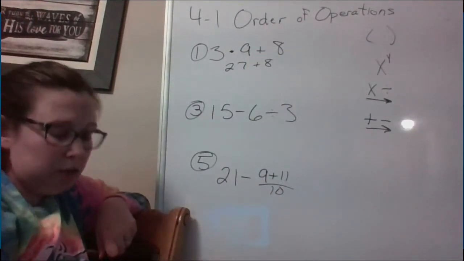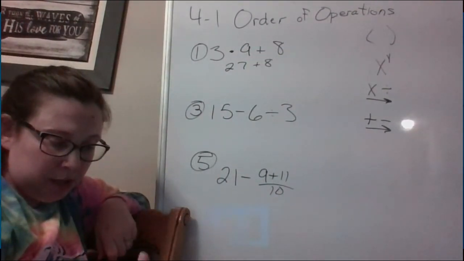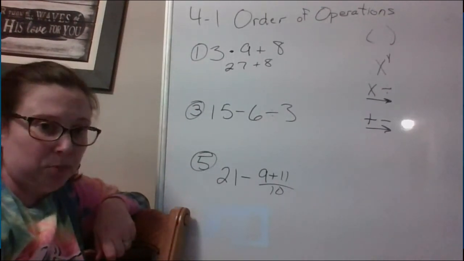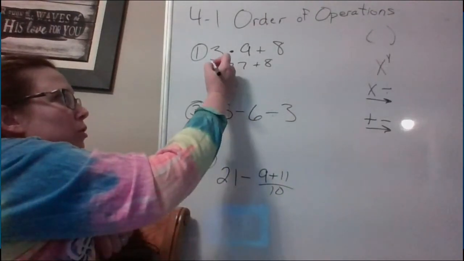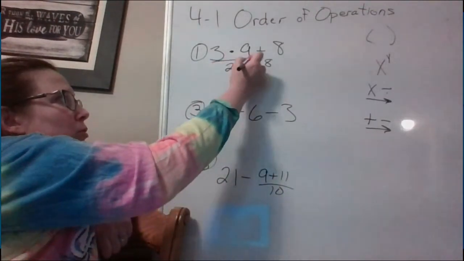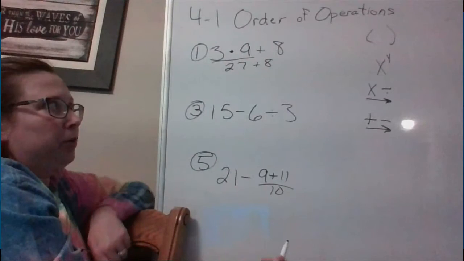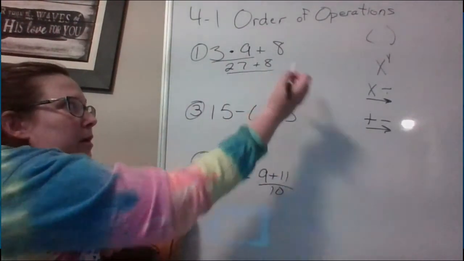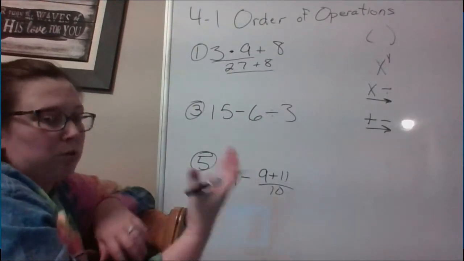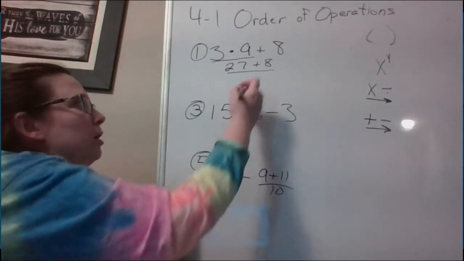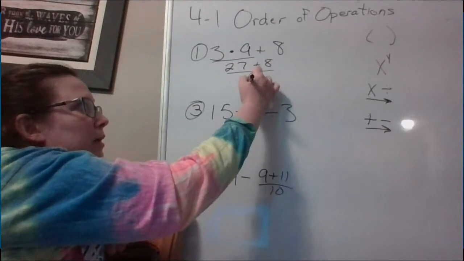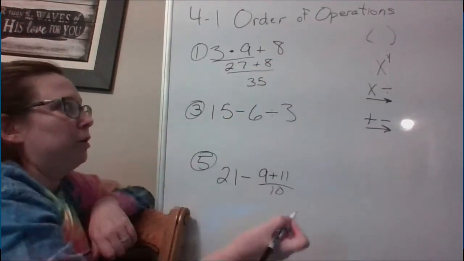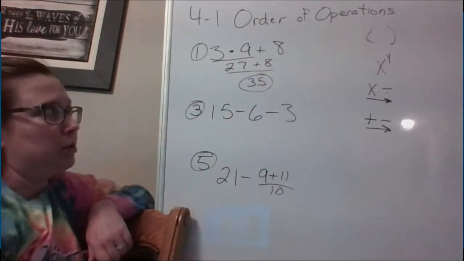And in this section in your book, the directions said, tell which operation is to be done first and then compute. When you are doing that, you could underline the part that you're going to do and then do it, and then again underline what you're going to do. We only have one thing left, which is to add, and we will get 35 for our answer there.